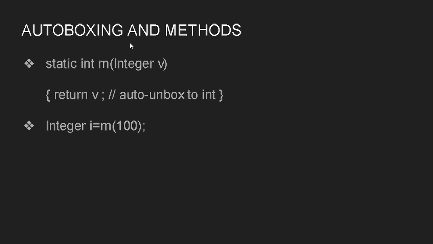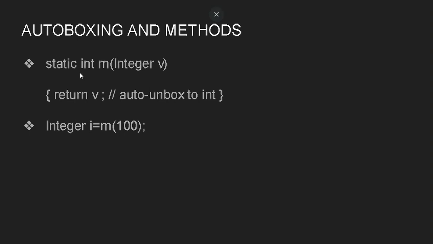After that, I'm going to talk about autoboxing and methods. Let us imagine that we have this particular method. This method has the static modifier, which means it can be accessed without creating the object of the class in which it is defined.